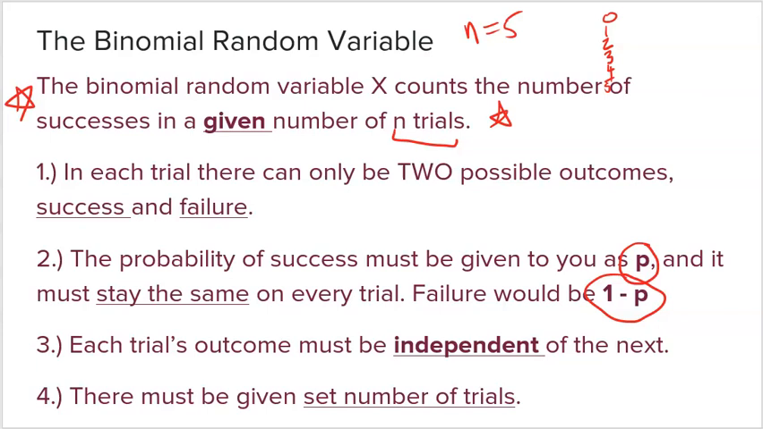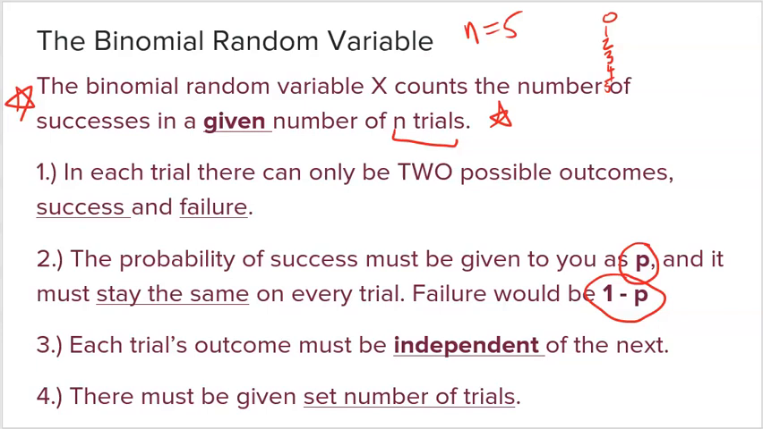So whatever happens on that first shot cannot impact the second, third, or fourth shot subsequently. And again, that kind of piggybacks with rule number 2, that the probability of success must stay the same. It can't go up and down depending on what happened before it.